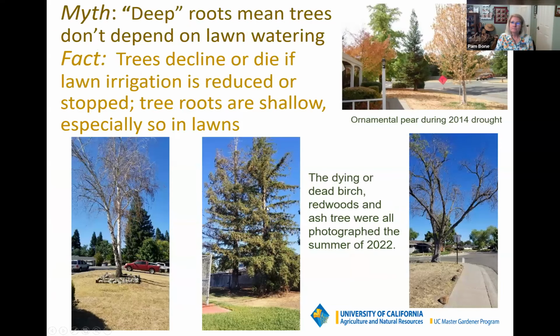And myth: deep-rooted trees, hey, they don't need to have lawn watering. So guess what everyone did during the initial 2014 drought, and then later during the drought that we just got over because of all those atmospheric rivers? They stopped watering, and all the trees are dying, deader than a doornail. Remember, tree roots are shallow, and they're especially shallow in lawns because they're watered all the time, or were watered.